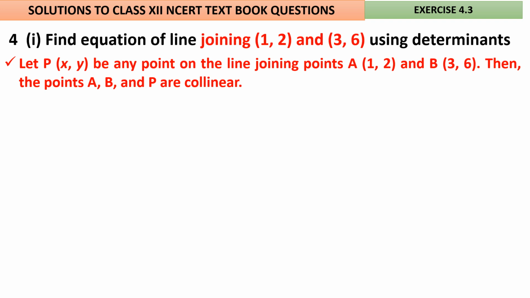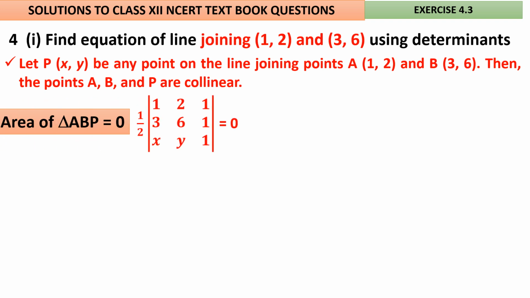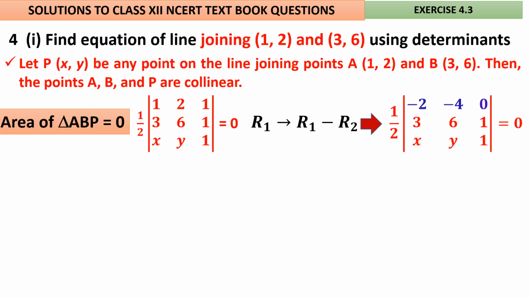Let us take the third point as x comma y, and we know that if x comma y, 1, 2 and 3, 6 are collinear, the area of the triangle formed by these 3 points is 0. So half multiplied by the determinant with first point 1, 2, second point 3, 6, third point x, y, and a column of 1, 1, 1 is 0. To make it a little simpler to expand, let us write R1 as R1 minus R2. We got 1 minus 3, 2 minus 6, 1 minus 1.